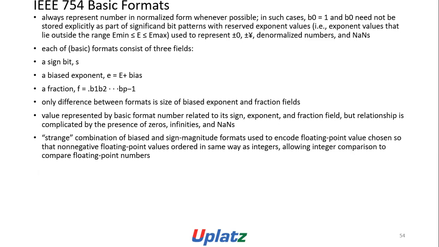Each basic format consists of three fields: a sign bit s, a biased exponent E equal to e plus bias, and a fraction f equal to point b1 b2 ... b(p-1). The only difference between formats is the size of the biased exponent and fraction fields. The value represented by a basic format number is related to its sign, exponent, and fraction fields, but the relationship is complicated by the presence of 0, infinities, and NaNs. This strange combination of biased and sign-magnitude formats used to encode floating point values was chosen so that non-negative floating point values are ordered in the same way as integers, allowing integer comparison to compare floating point numbers.